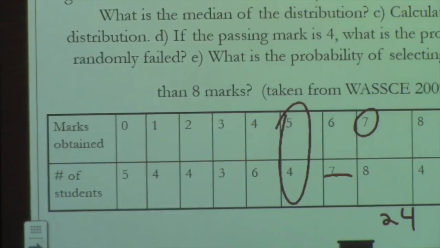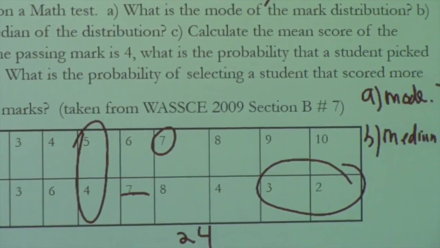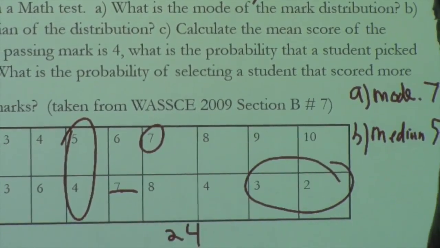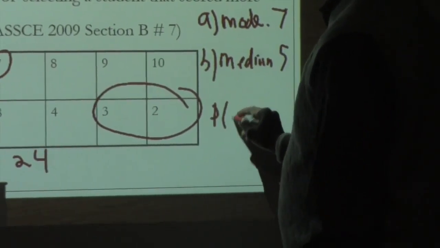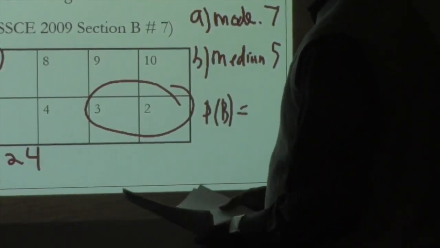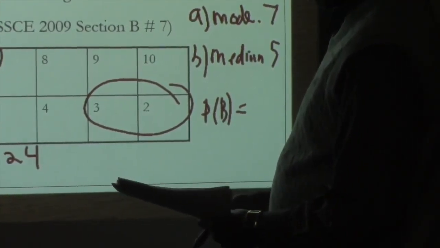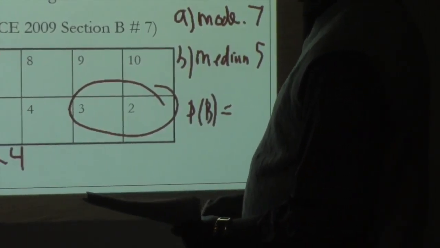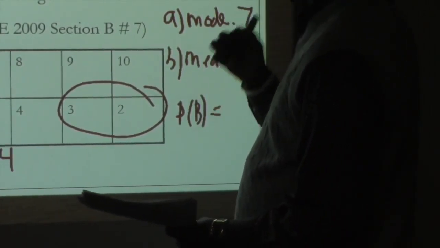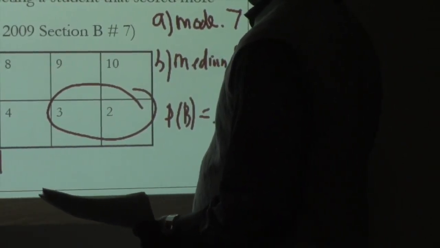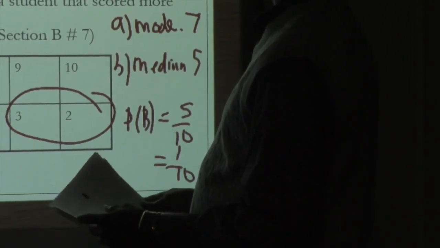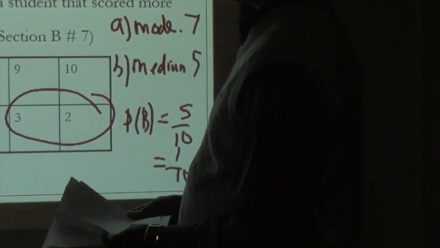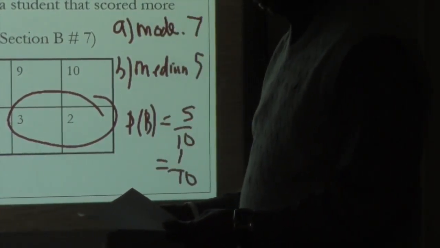It says, what is the probability of selecting a student that scored more than 8 marks? That's what we did over here. So we'll just do it easily. The probability of getting this kid, let's call it B, will be more than 8 marks, which would be 3 plus 2, that will be 5 over 50, that will be 1 over 10. So this will be 3 plus 2. I don't know where I took my 9 from over here.